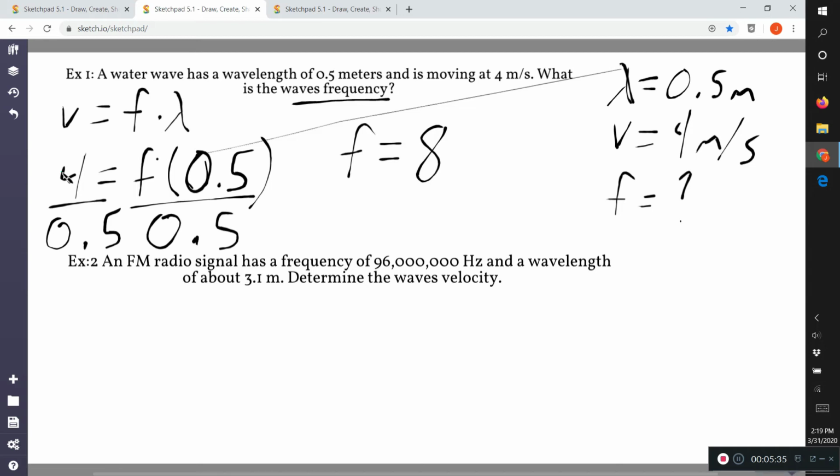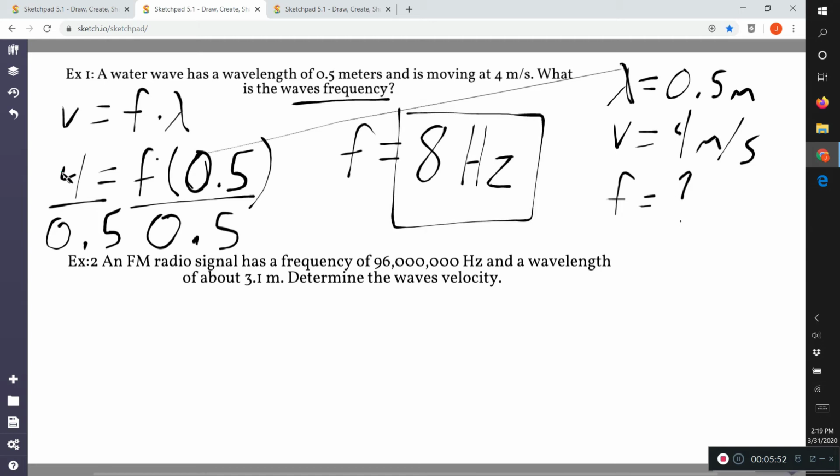8 what? Every problem that we do in this class needs units. So frequency is measured in hertz. What that means is that there are 8 waves per second. So this water wave is making 8 waves every second.